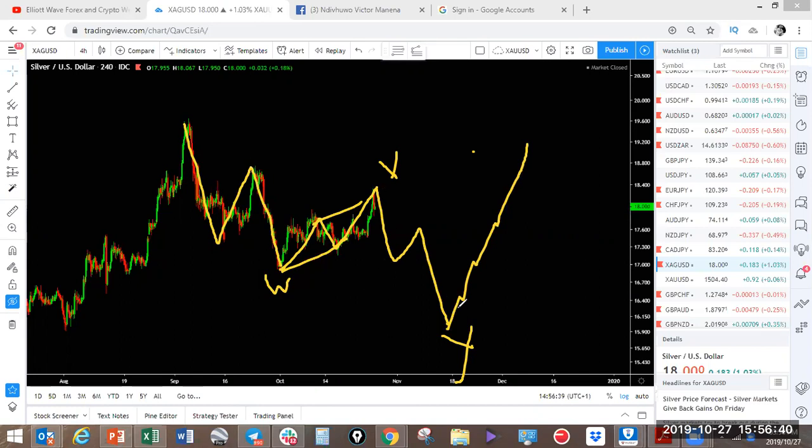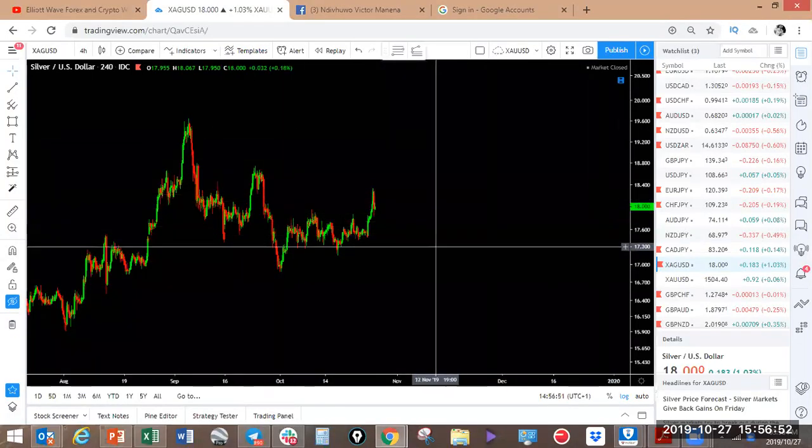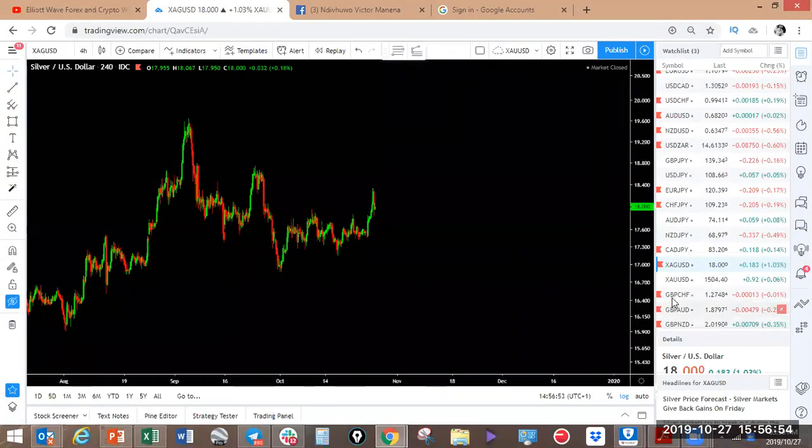Okay, so silver should come around these levels. I will project the exact levels that I expect silver to come down to before any move to the upside. Next week, you'll see that. Okay, so that is silver and gold.